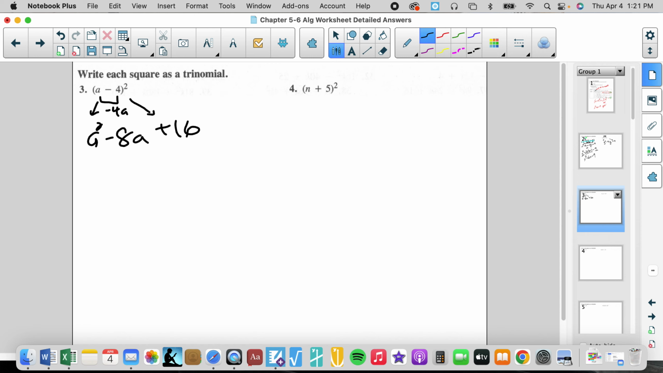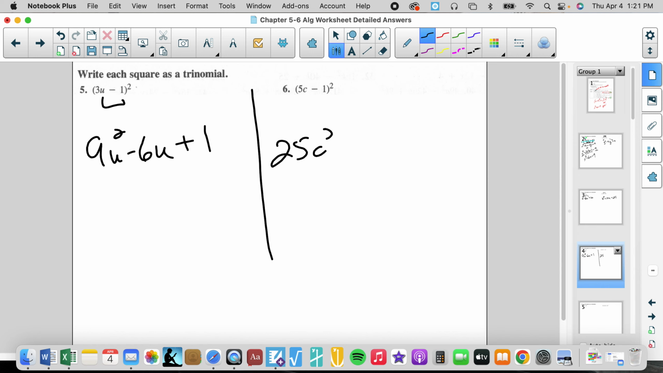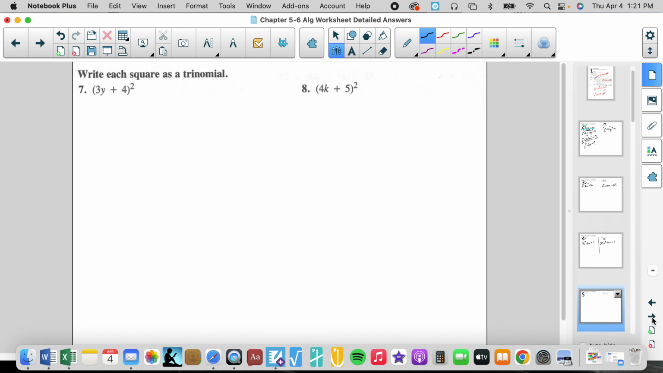So negative 8a. n squared plus 25, multiply 5n and double it. So 10n every single time. 9u squared plus 1, that's negative 3u, so double negative 3u is negative 6u. 25c squared plus 1, negative 1 times negative 1 is positive 1. That gives you negative 5c, so double it is negative 10c. Yeah, look how fast.